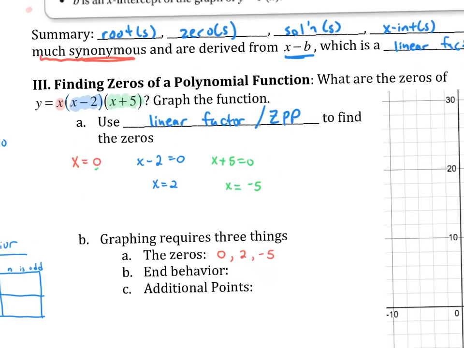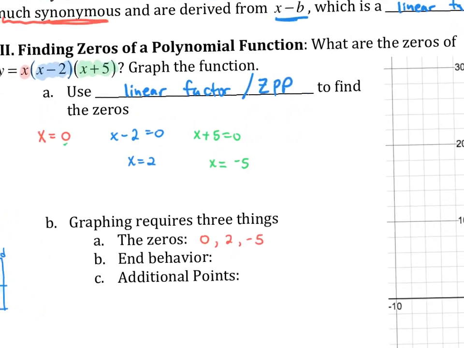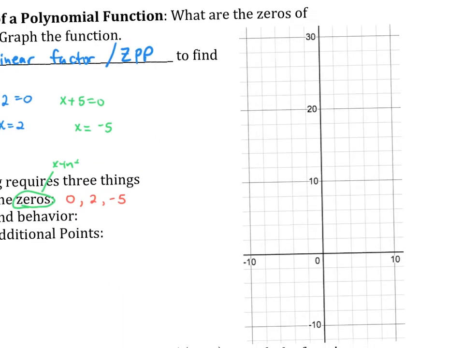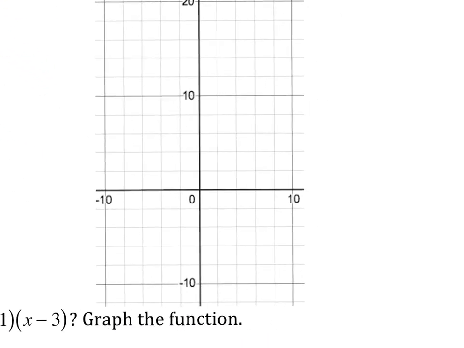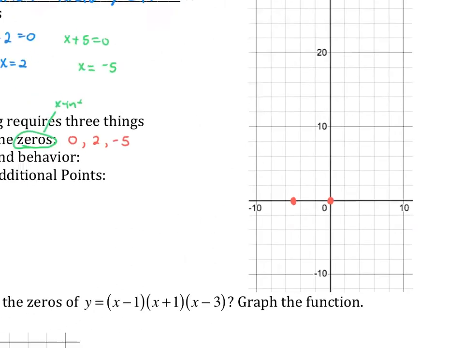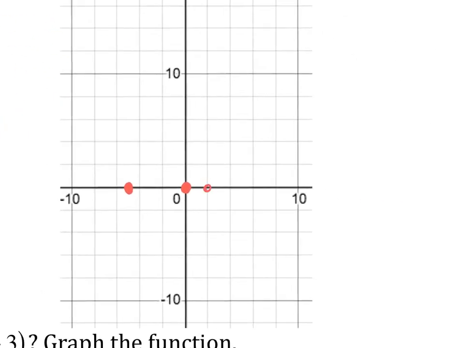So what does that mean? Well, my zeros, remember, are synonymous with the x-intercepts. So 0, 2, and negative 5 are my x-intercepts. So here's 0. Negative 5 is right in the middle here because we're counting by 2's. And lastly, positive 2, which is right here.